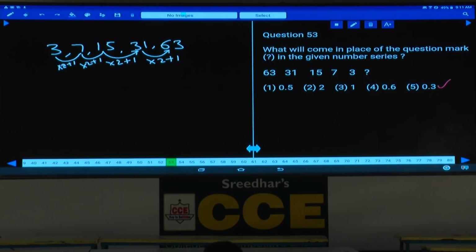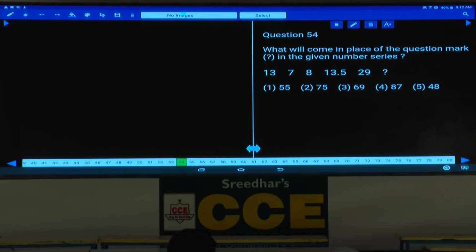And what else is left over here? X into 2 plus 1 must be 3, and so what should be the number here? 1 into 2 plus 1 is 3. 1 into 2 is 2 plus 1 is 3. Then what is the missing number here? 3 is the missing number. And next number, that is choice 3. 53, choice 3. Then 54.